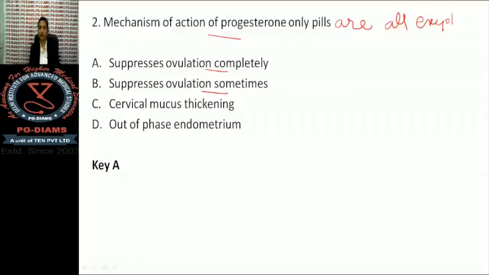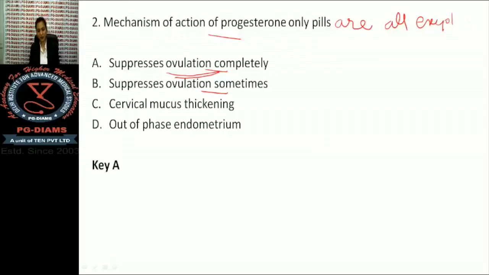Any absolute option is usually incorrect. Suppresses ovulation completely: nothing does anything completely in medicine.